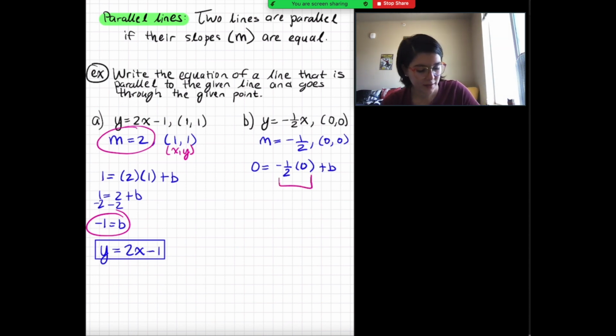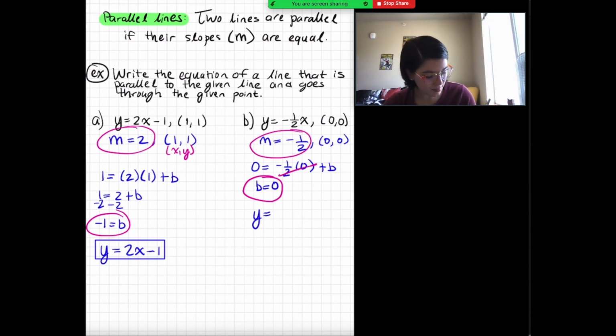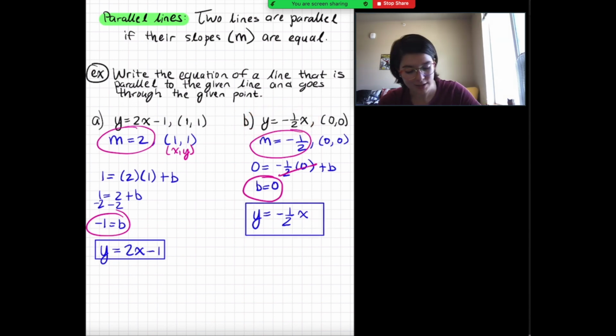0 times anything is just 0, so this goes away. And we know that our b is 0. So our slope is negative 1/2. Our y-intercept is 0. So we can plug this into our equation. Y equals negative 1/2 x. Which is exactly what we started with, but that's okay. A line is parallel to itself, so this kind of does make sense.